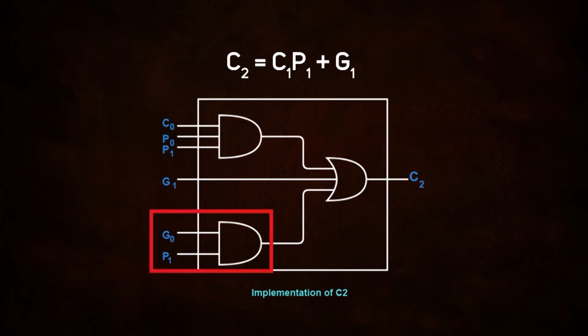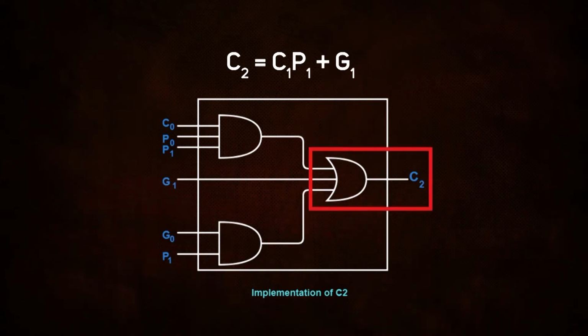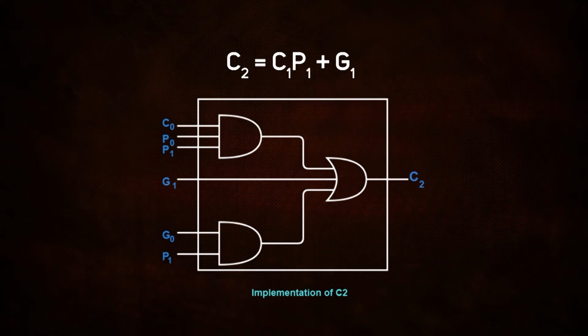To the second AND gate, the inputs are G0 and P1. Then the results are ORed. So, this is how we implement C2. Similarly, we implement C3 and C4 too.